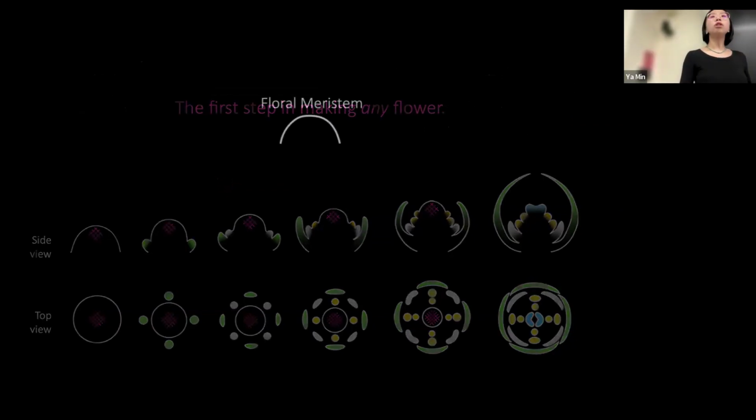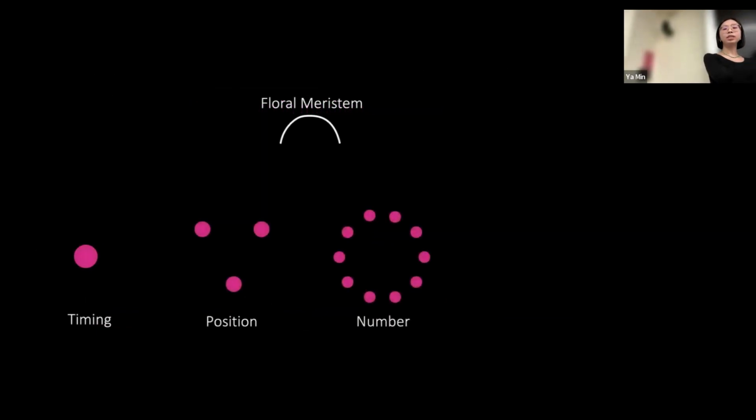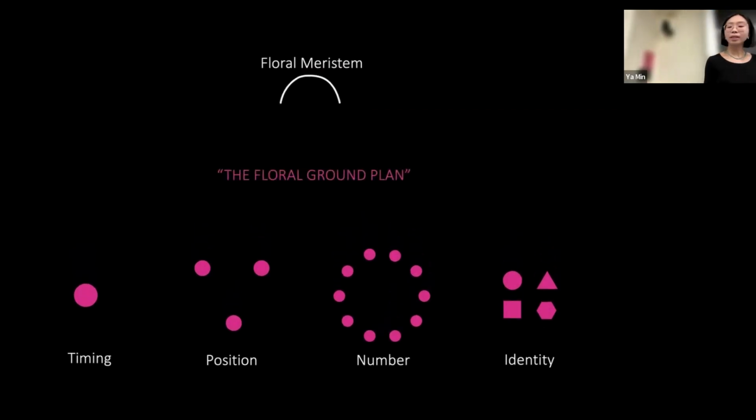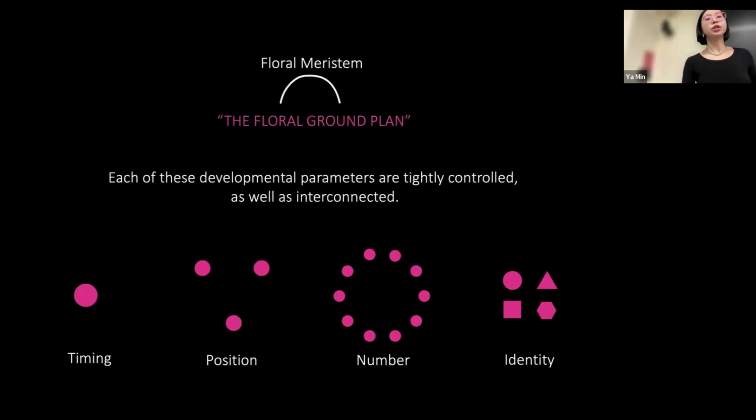In other words, the floral meristem determines the timing, position, number, and identity of all the organs in the flower, as if it has a blueprint, and many refer to this as the floral ground plan. Each of these developmental parameters is tightly controlled and tightly interconnected. And the establishment of a correct plan requires an art of coordination between all these processes, because a misinitiated organ will lead to a misshapen flower, which will ultimately impact the plant's reproductive success.